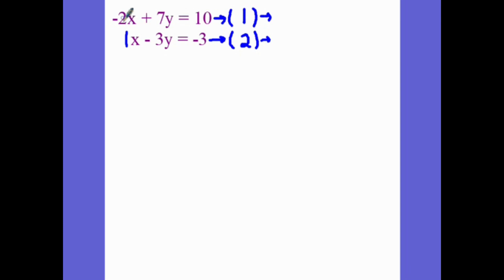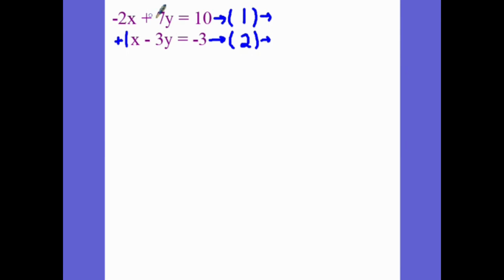Next, you're going to look at these two signs here. If they're the same, you make one of these negative. I don't care which one, pick one. If they're both different signs, leave them alone. Since these are both different signs, this is a positive and that's a negative, I'm going to leave these alone.